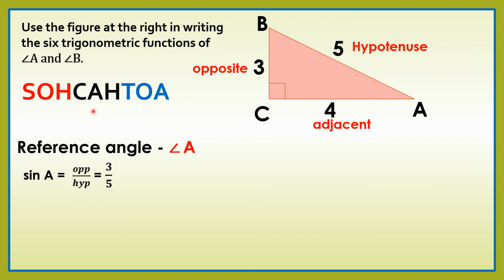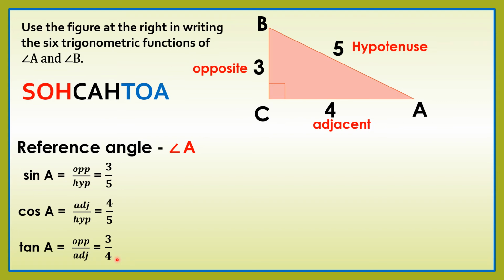Next is CAH. CAH is cosine A is equal to adjacent over hypotenuse. At ang ating adjacent ay 4, ang hypotenuse ay 5. Next is TOA. That is tangent A is equal to opposite over adjacent. Ang ating opposite ay 3 at ang ating adjacent ay 4. So, meron na tayong tatlong basic trigonometric functions.